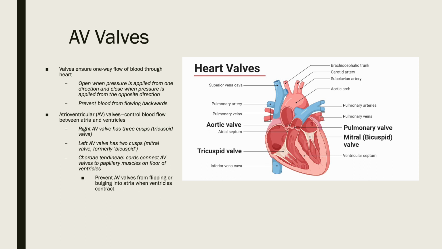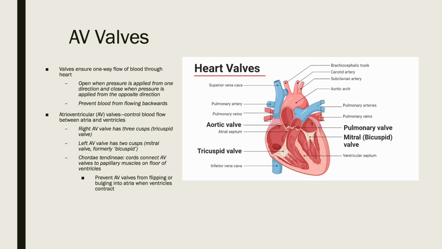On the right side of the heart, you have a 3-cusped valve. It's called the tricuspid, meaning 3 cusps. On the left side of the heart, you have a 2-cusped valve called the bicuspid valve. It's also referred to as the mitral valve. It's interchangeably called that, so make sure you know it by both names.